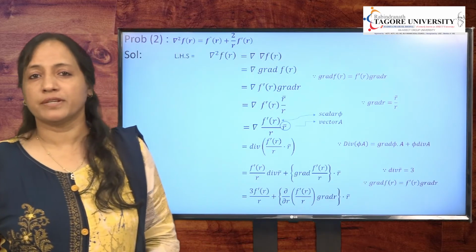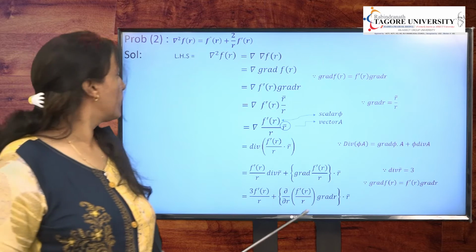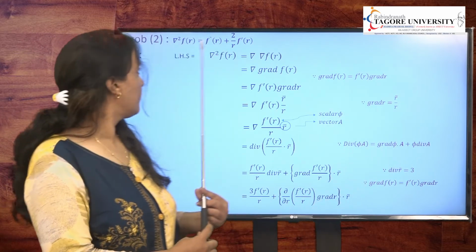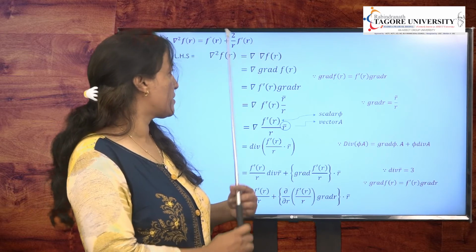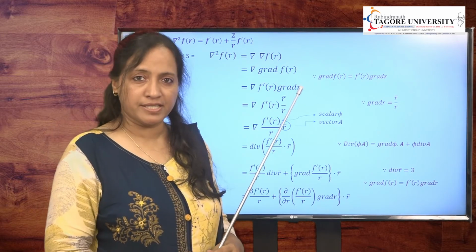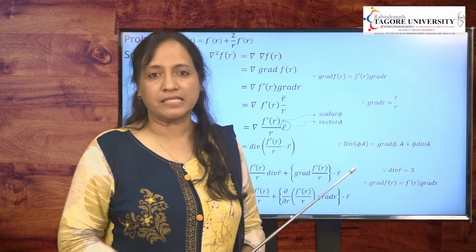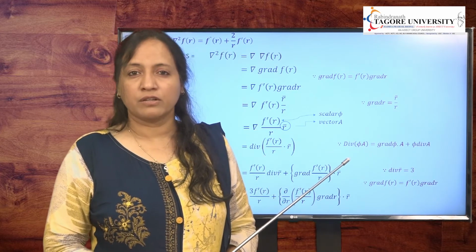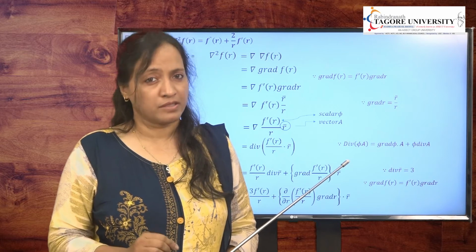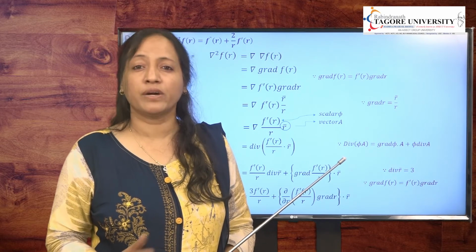Now come to the next problem. Del square f is equal to f double dash plus 2 by r f dash r. We have to prove the left hand side is equal to the right hand side. In this case, the del operator is used. Now for which operator will we use gradient, divergence or curl? How to identify this?